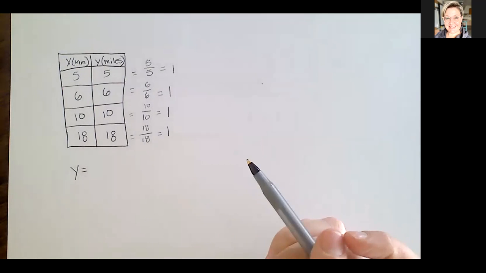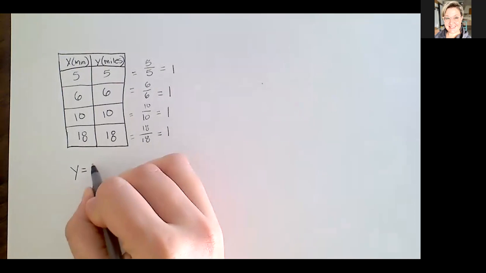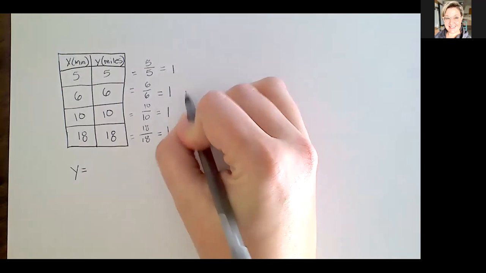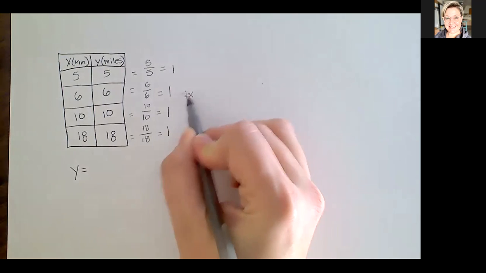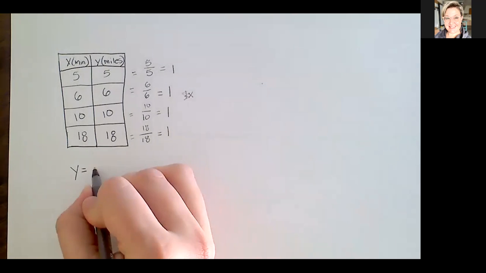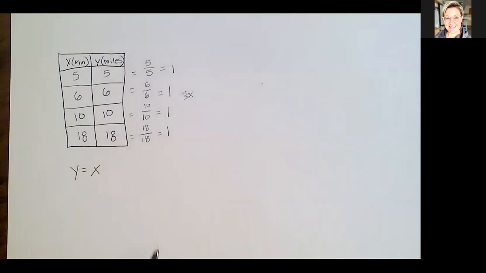So we don't ever need to write 1x because any variable you can assume has a 1 in front of it. So we don't need that. In this particular equation, y just equals x. We know that if we went 25 minutes on the train, we would have gone 25 miles, going a mile a minute.